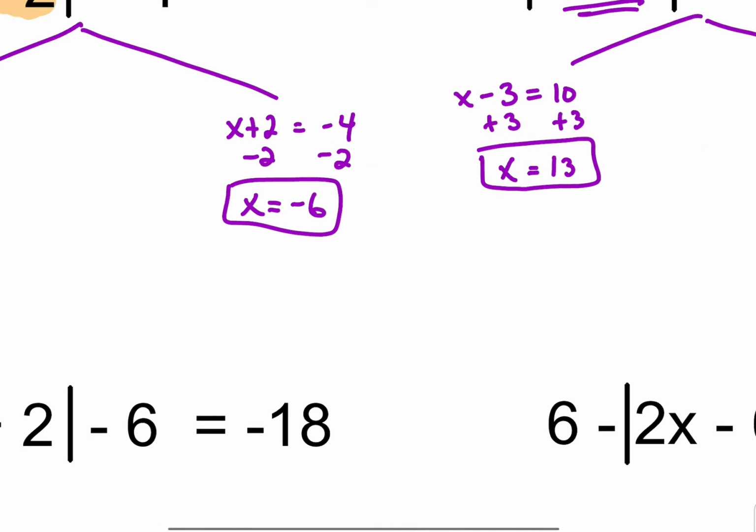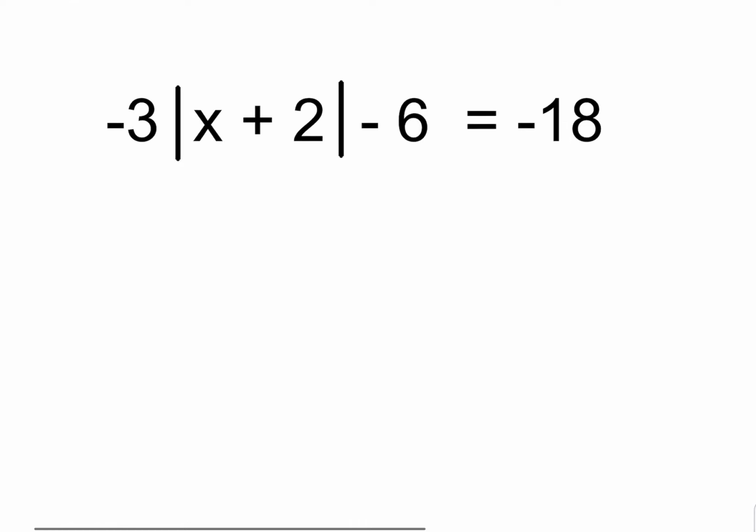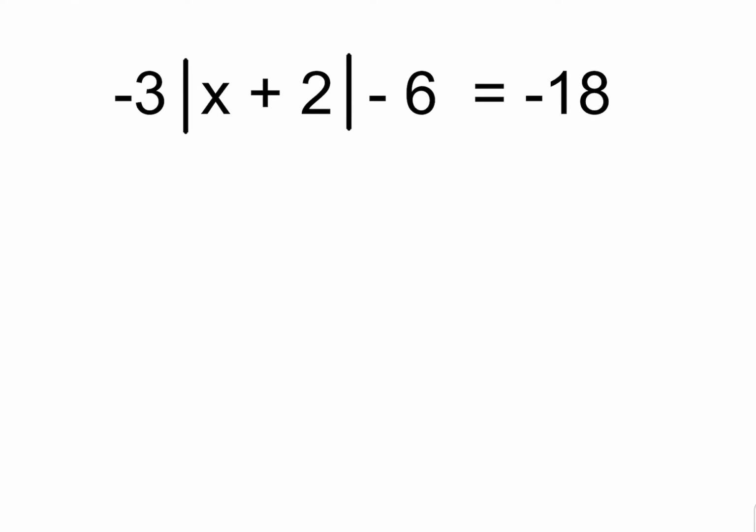All right, let's step it up a few notches here. Let's look at this one. Now, what you cannot do is split it up right now because it's not the absolute value equals something. There's some other stuff happening here. So we're going to have to undo some of this stuff first, and then we can break it into 2 separate equations.